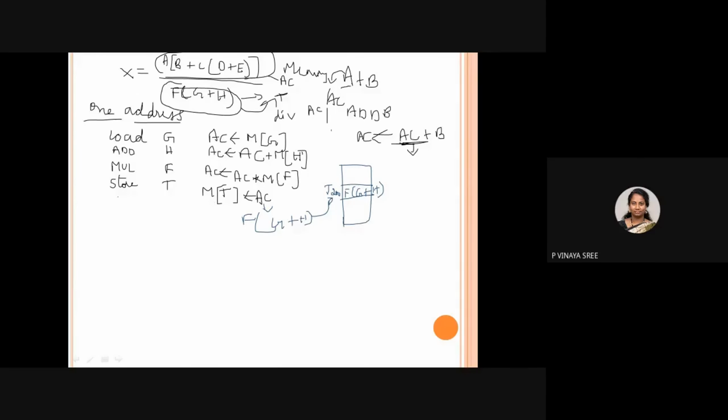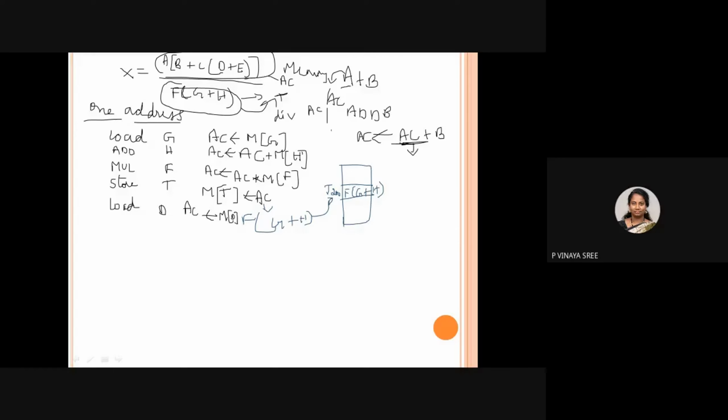Next I want to go for load. As parenthesis has the highest precedence, we need to start with the parenthesis: load d. So load d means what? Inside the accumulator we are storing the contents of m of d.